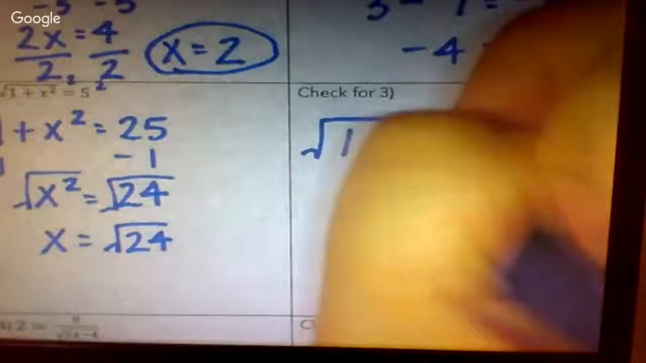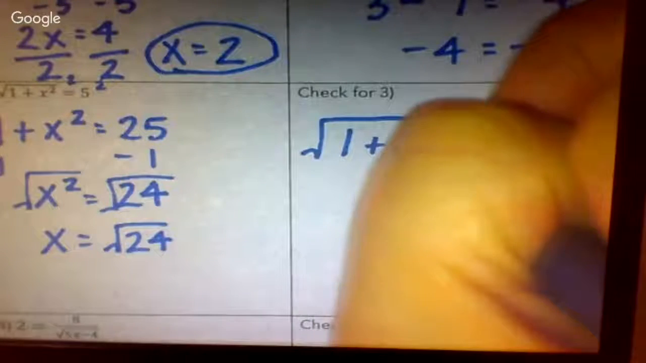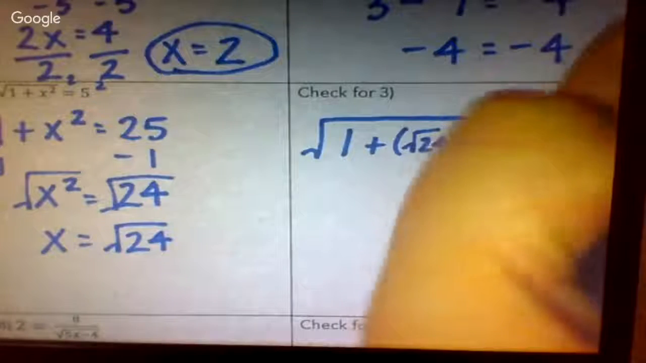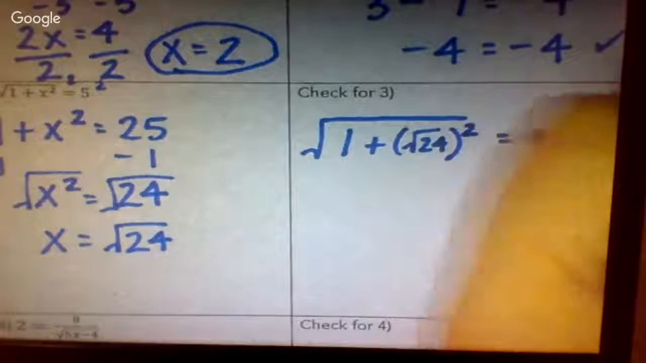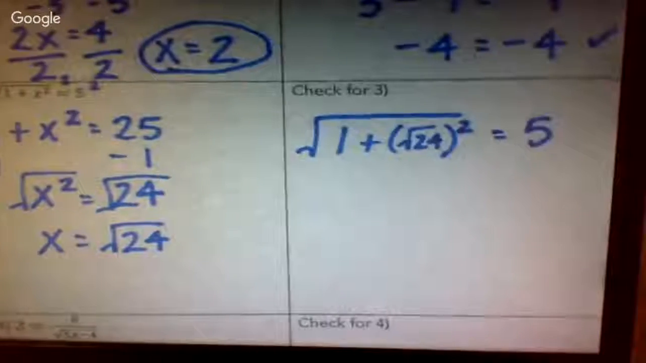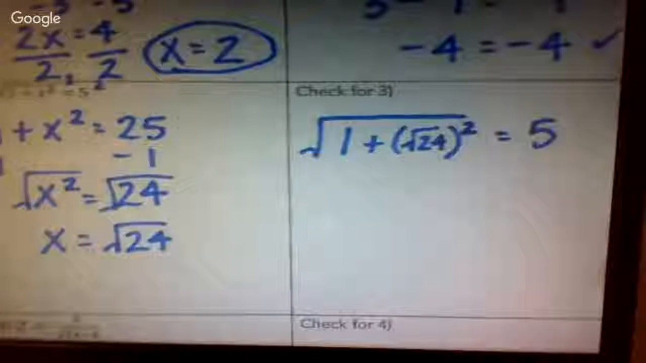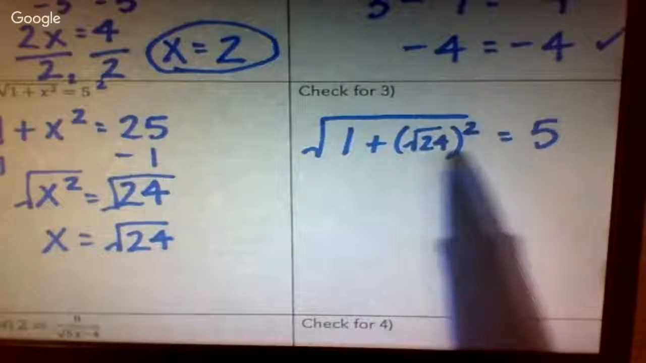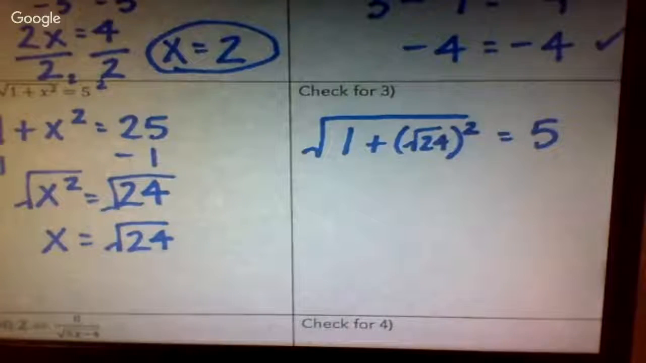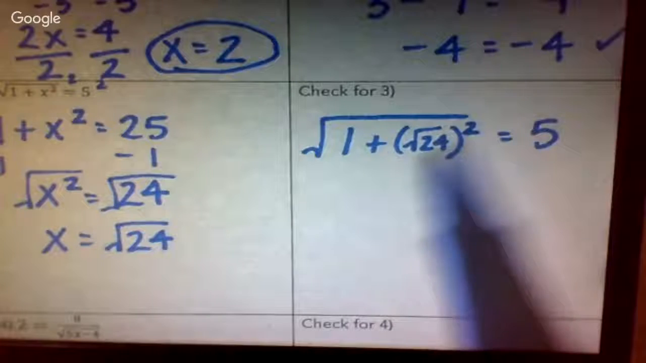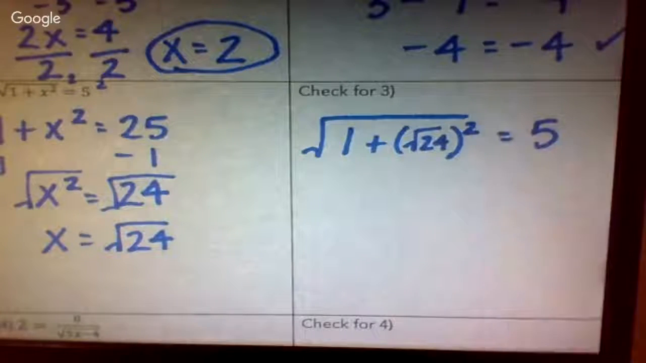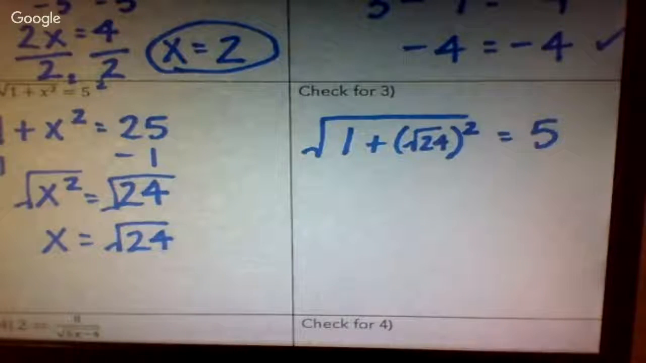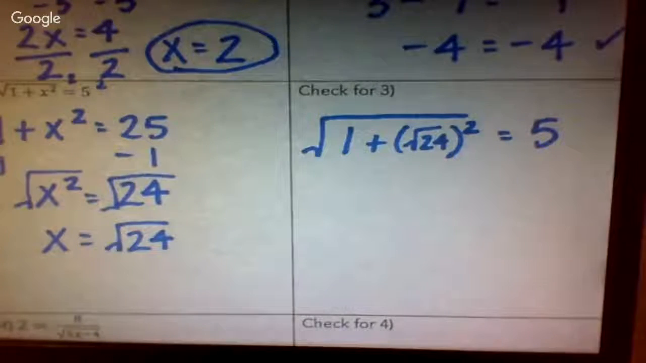So we've got the square root of 1 plus the square root of 24 squared equals 5. Okay, so what happens when I square the square root of 24? What's the square root of 24 squared? What does square and square root do?